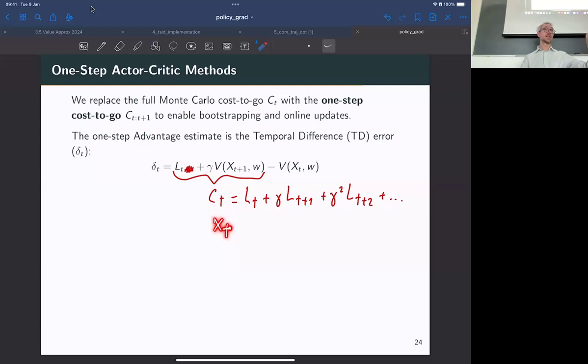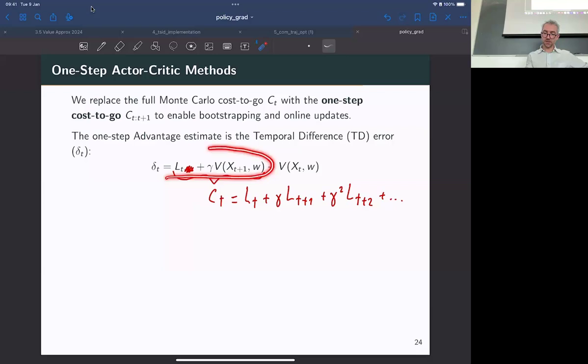And that has potentially a very high variance, because if your episode is long, you're taking many steps. At each step, there is stochasticity involved in the dynamics and in the policy. And so if you use this estimate, it's going to be very different every time you pass through that state, which means that it's very stochastic, it's very high variance.